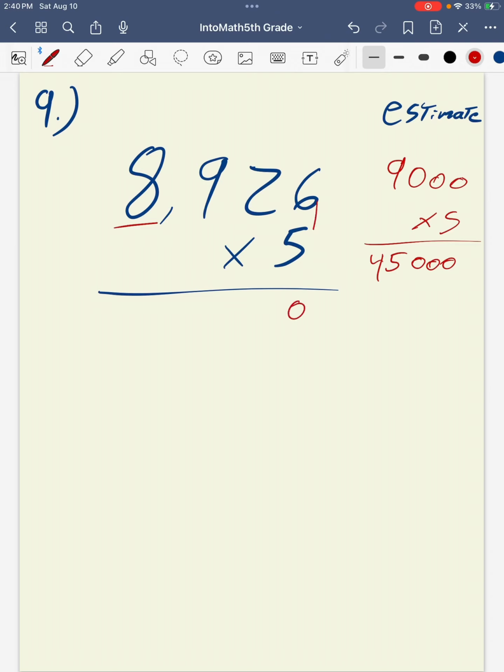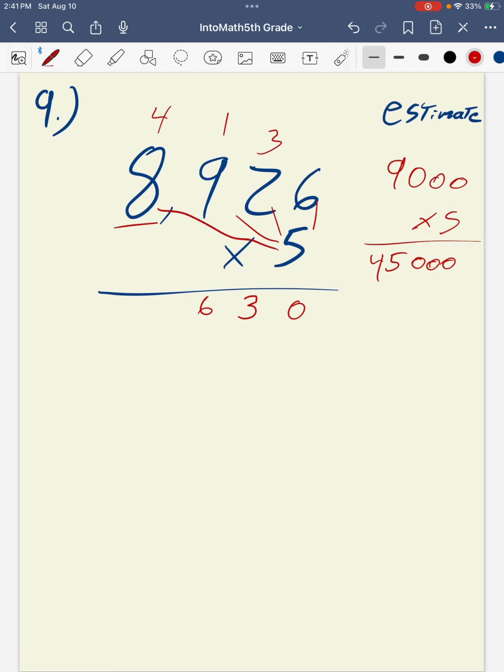5 times 6 gives me 30. I place my 0 in the ones and carry my 3 to my tens. I multiply 5 times 2 for a product of 10, plus 3 gives me 13. I place my 3 down in my tens category and carry a 1 into my hundreds. I now multiply 5 times 9, which gives me 45, plus 1, for a total of 46. I place the 6 down in the hundreds and carry my 4 into my thousands.